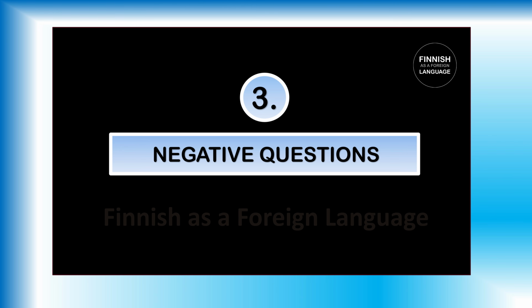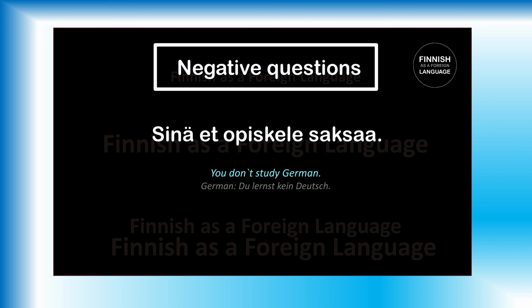Now we're done with the question words. We carry on with our next chapter, the negative questions. Now we're going to learn how to form them. For better understanding, let's take a look at this sentence. Sinä et opiskele saksaa means you don't study German. But now we want to form a negative question out of it. How do we do it?